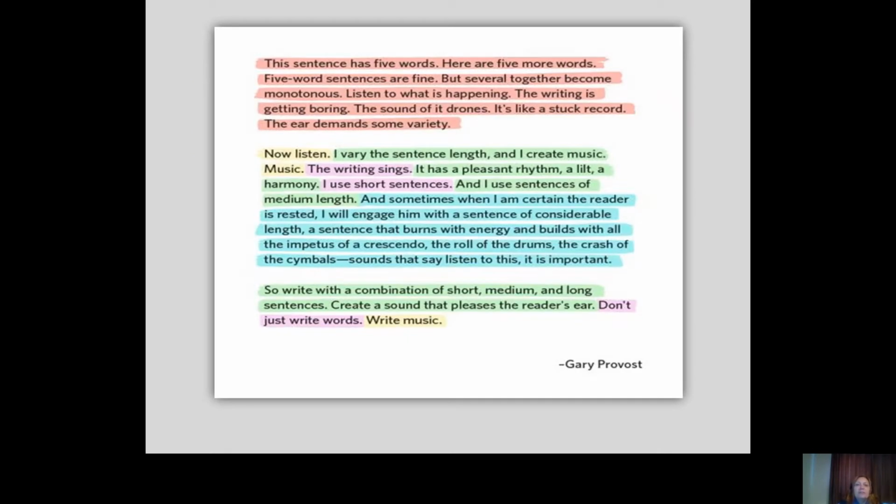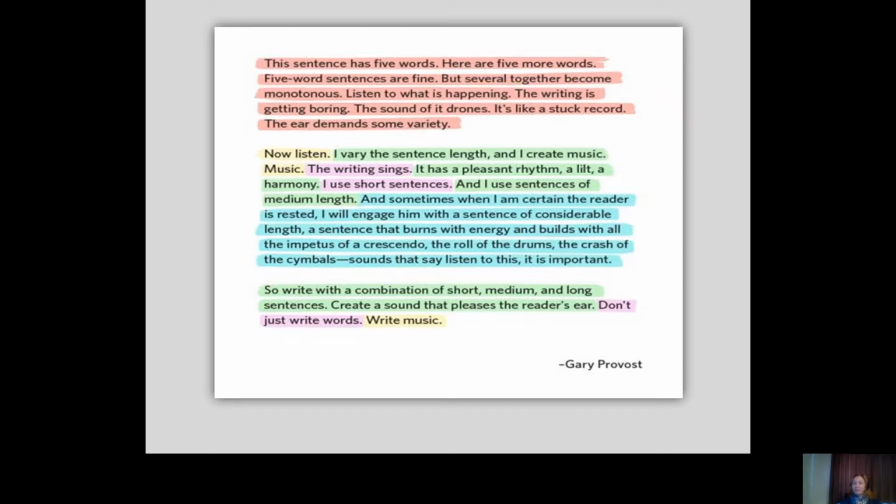I'm going to read this to you. I just want you to listen, okay? Close your eyes if you like, just have a listen to this. This sentence has 5 words. Here are 5 more words. 5-word sentences are fine, but several together become monotonous. Listen to what is happening. The writing is getting boring. The sound of it drones. It's like a stuck record. The ear demands some variety.